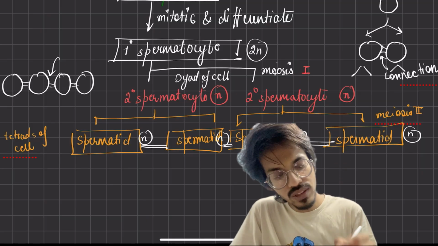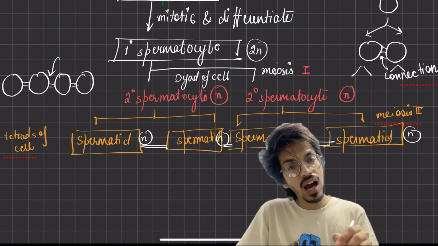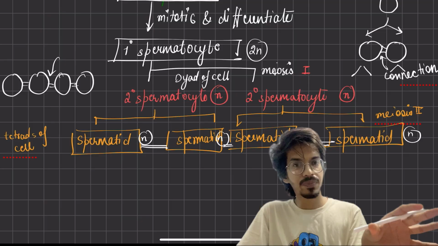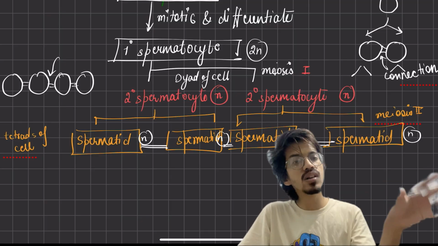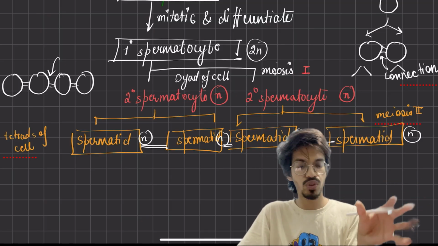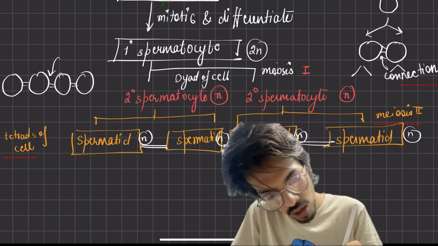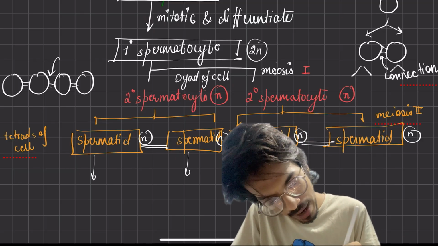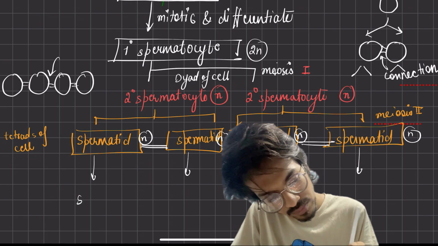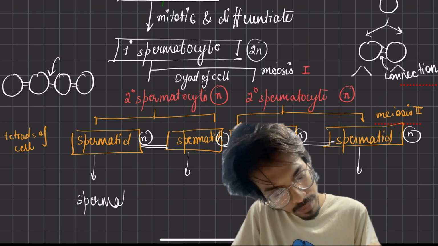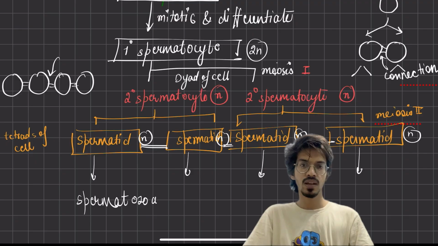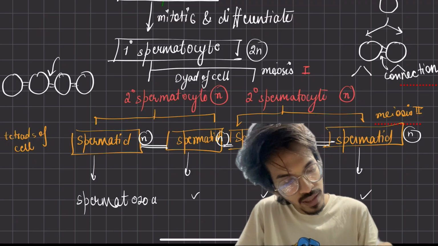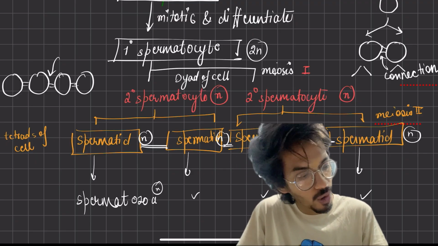Now these spermatids are present in the area, but they will further develop or mature. They all will develop into the structure called spermatozoa. So all will make spermatozoa. Spermatozoa is also a haploid structure.